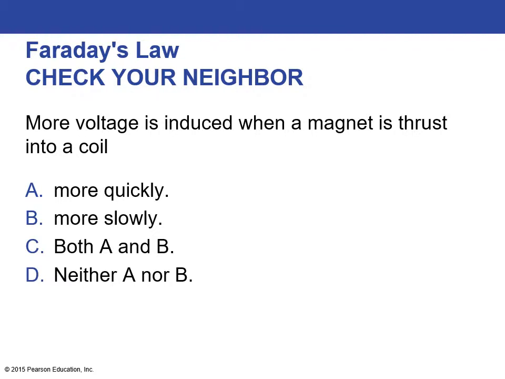Review question here. More voltage is induced when a magnet is thrust into a coil: quickly, slowly, both, or neither? More quickly. So the quicker you thrust the magnet into the coil, the more voltage you will get.